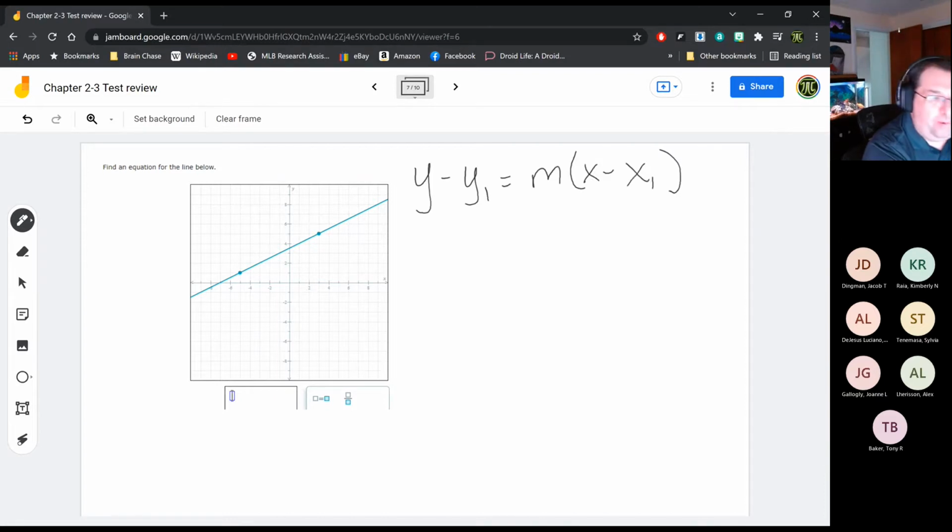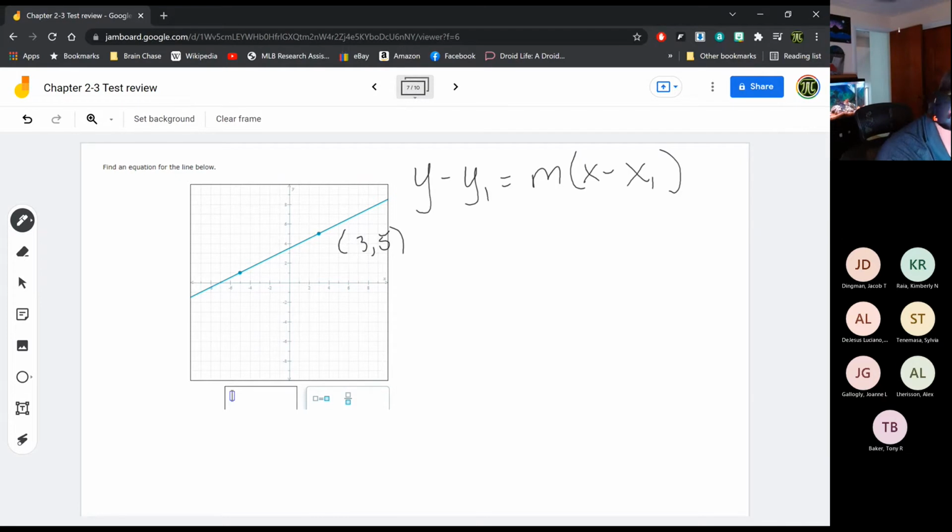So we're going to take one of the points on the graph. It doesn't make a difference which one. If I have a choice, I always choose the ones that are positive. So I have this point right here, which is (3, 5). That's the point I'm going to choose just because positive numbers make it easier. You don't have to worry about mixing up signs.